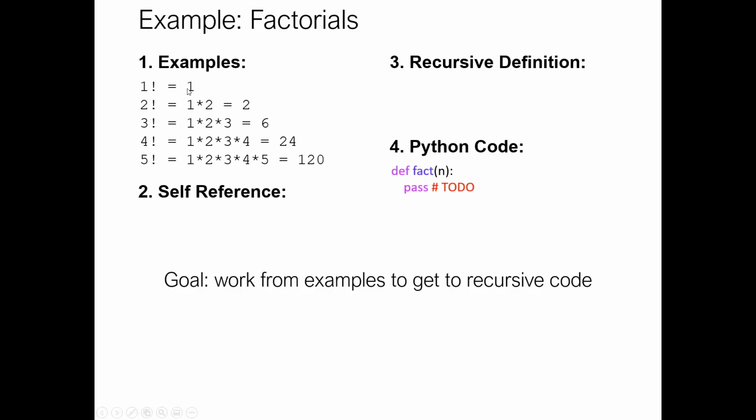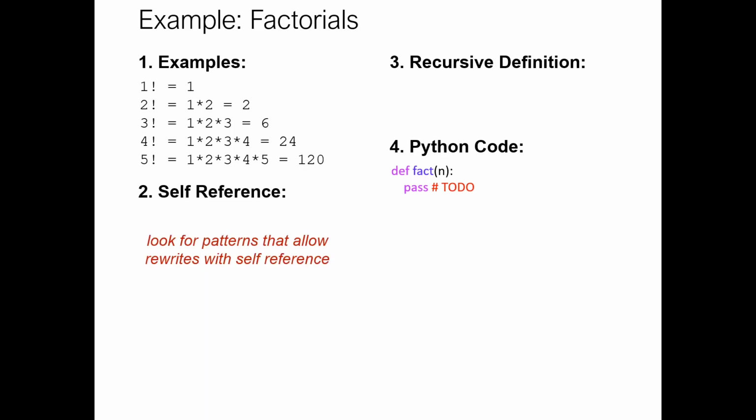1 factorial is equal to 1. 2 factorial is equal to 1 times 2 equals 2. 3 factorial is 1 times 2 times 3. 4 factorial, 1 times 2 times 3 times 4, and so on. So I've got a bunch of examples. Now, what I'm going to do is take a look at my examples and try and find instances of self-reference. I'm going to look for patterns.